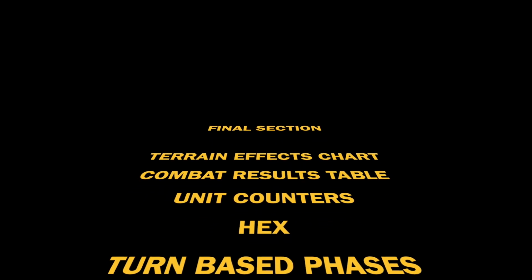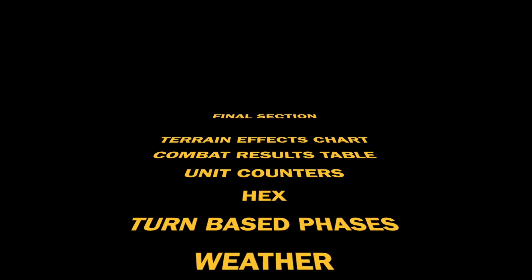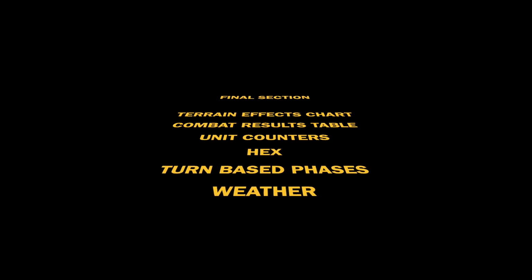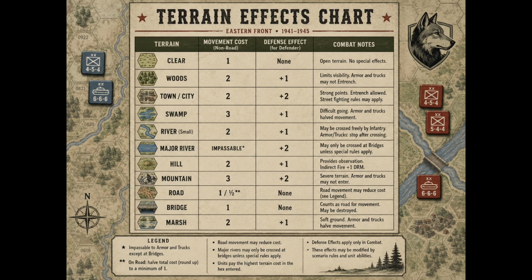In this final section, I'm going to present 5 elements generally used in board war games. And that is the terrain effects chart, the combat results table, unit counters, hexes, and turn-based phases. There's another aspect to some war games that have to do with weather. I'm going to talk about that in a game-by-game aspect. That'll be reserved for another video. For now, we're going to start with the terrain effects chart.